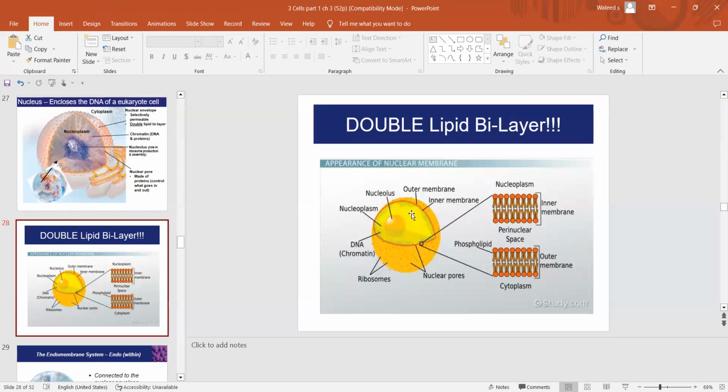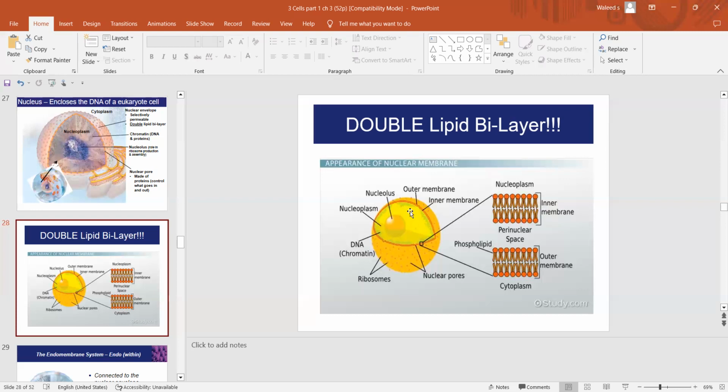We will talk about it. This is what we talked about already. This is the nucleus with a double layer, just like the cell, 2 layers of phospholipid. There is an inner layer, an outer layer, and there is a space in between. This is the nucleolus, which is within the nucleus. This is where we make the ribosomes. The space in between is called nucleoplasm. Nucleo means nucleus. Plasm is the medium. Nucleoplasm is the medium in the nucleus, which is this space.